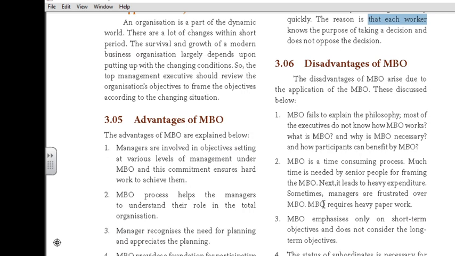So as a disadvantage, it fails to explain the philosophy. What is that philosophy? What are we doing this work for? What is the reason behind this work? They will not say any of that. They just say we have to achieve the goal. They do not know how MBO works, what MBO is, why MBO is necessary, how participants can benefit from the process. They work without knowing anything, only working for the business.